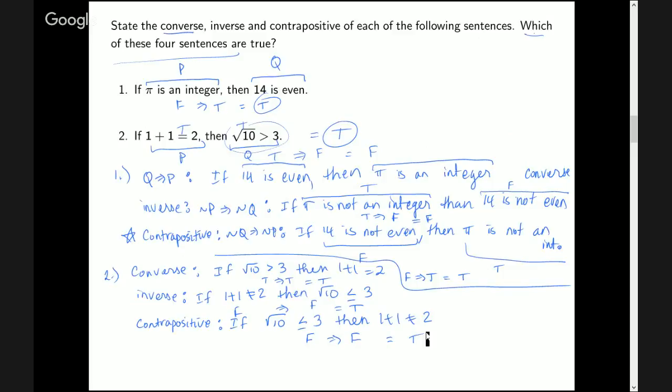So in this case, everything was true. That can happen. But if it's not true for all of them, then the original statement and the contrapositive will have the same truth value.